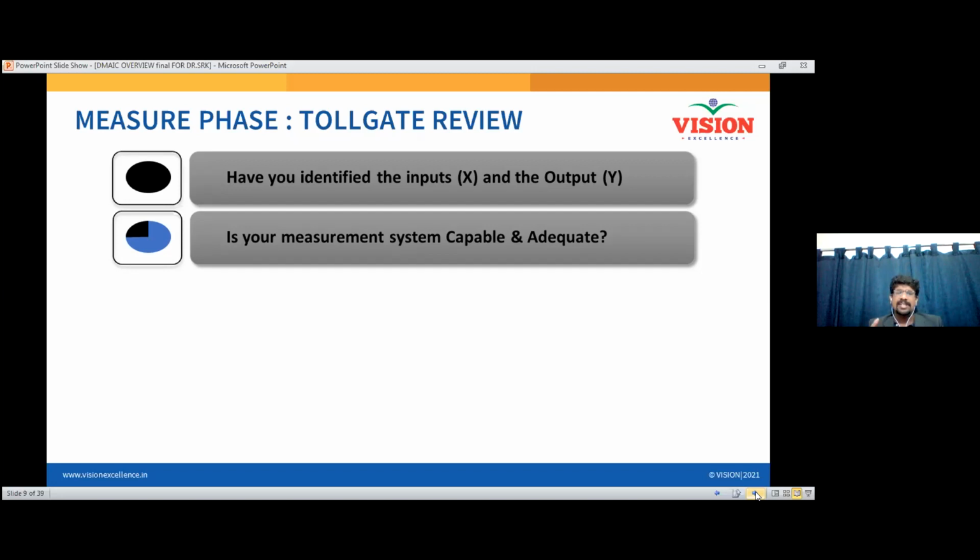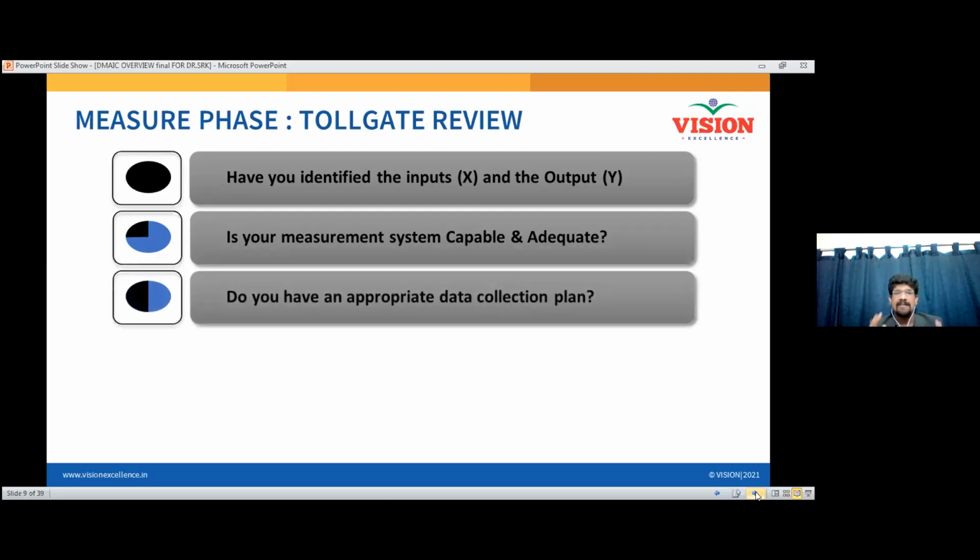So I need to have a measurement system which is capable and adequate to measure the input and the output of the existing system. Without a proper measurement system, it is very difficult to measure the existing parameters and metrics. So I need to check and make sure that I have a proper, capable and adequate measurement system. Then the data collection plan. The data collection plan is very critical.